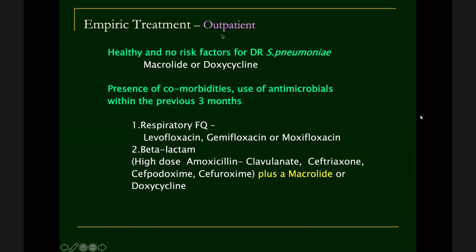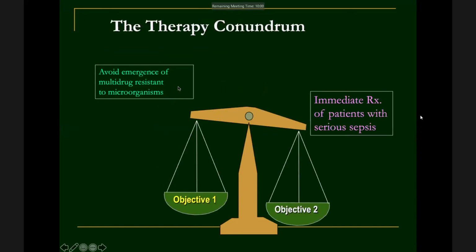In the empiric treatment, for the outpatient who is mainly healthy with no risk factors for drug resistant Streptococcus pneumoniae, you will use a macrolide like azithromycin. Or you can use doxycycline 100 milligram BD, or azithromycin 500 milligram OD for 5 days. So that's the mainly thing that you are going to use.